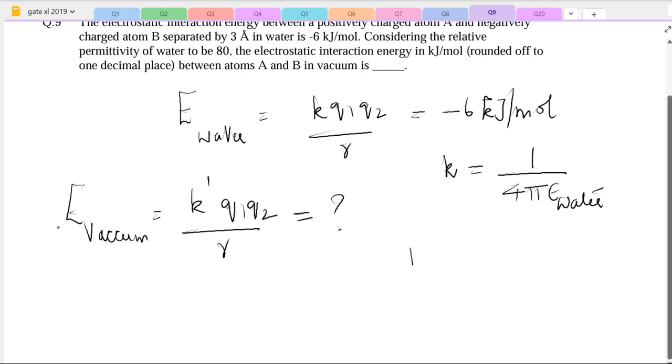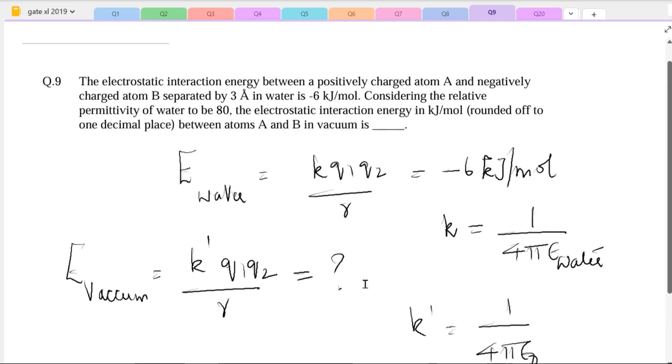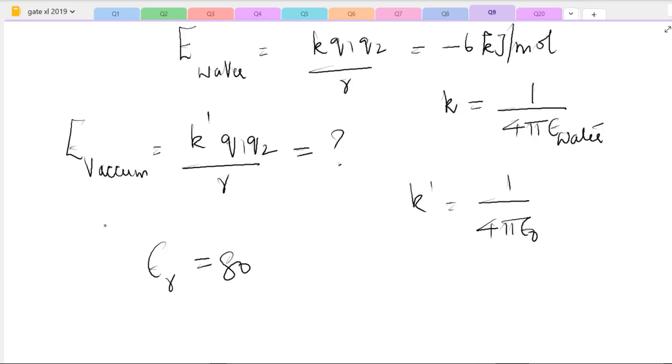And for K prime, we know that it is 1 by 4 pi epsilon naught, the permittivity in free space. And the relative permittivity, which is epsilon R, is equal to 80. That is given in the question, which is basically the dielectric constant. So that is equal to epsilon water by epsilon naught.